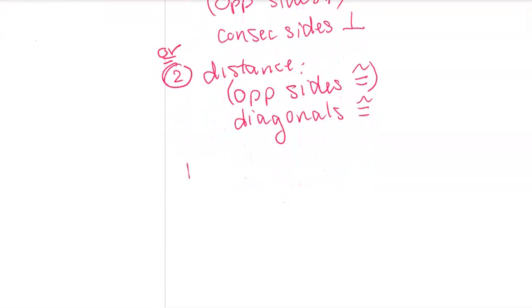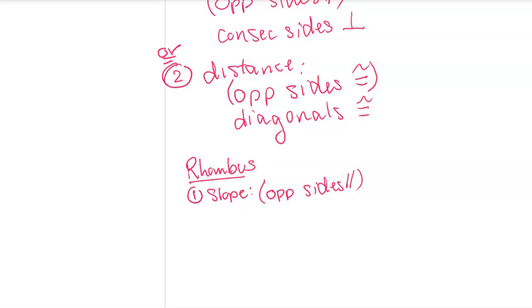If I want to prove this is a rhombus just with slope, I need to prove the opposite sides are parallel. But again, we know that because it's a parallelogram. They told us that. So I need to prove that the diagonals are perpendicular.